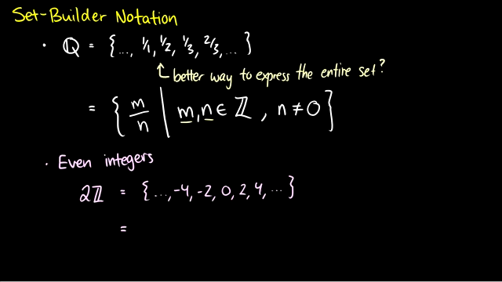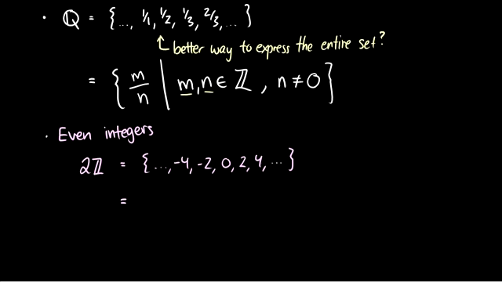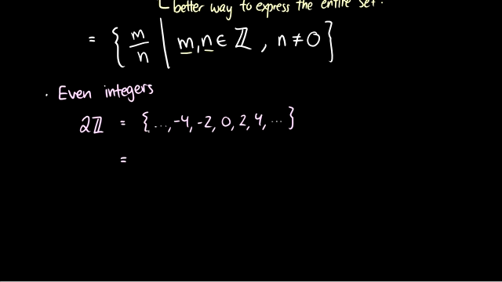So I'll do another example with even integers. So we can write all the way to negative infinity, negative 4, negative 2, 0, 2, and 4, so on and so forth to infinity. Or we could do this in set builder notation. So we could say that this is the set of 2n such that n is an integer.